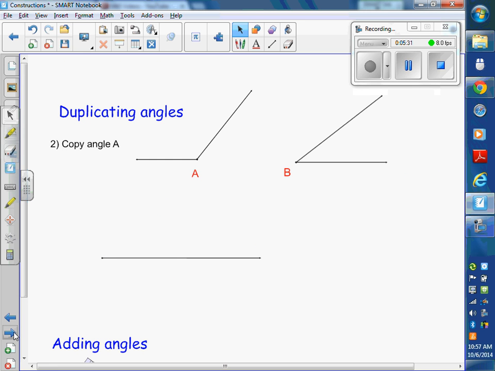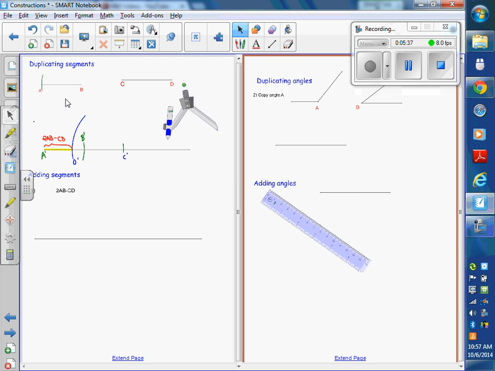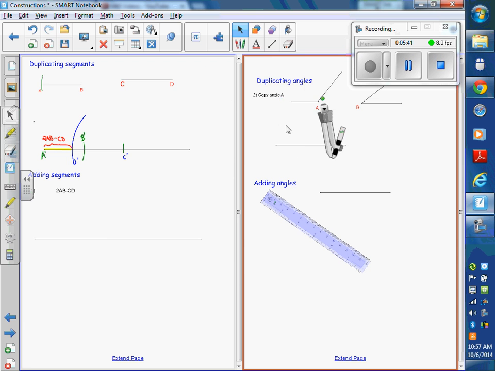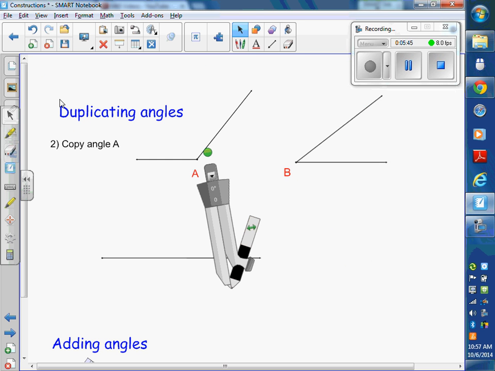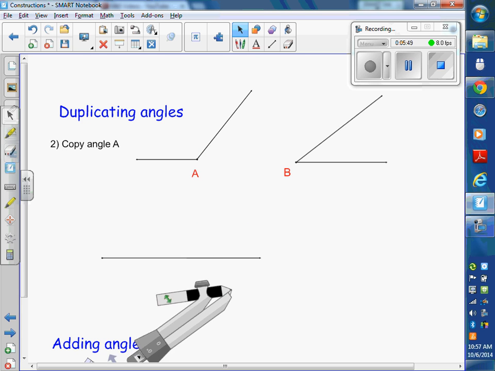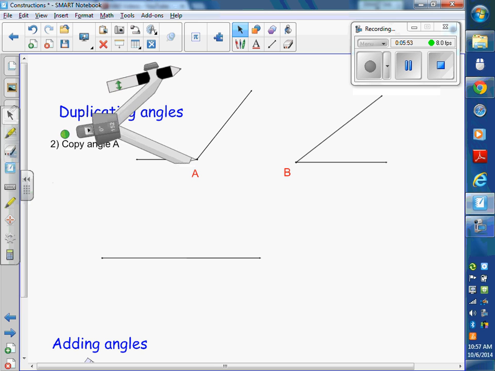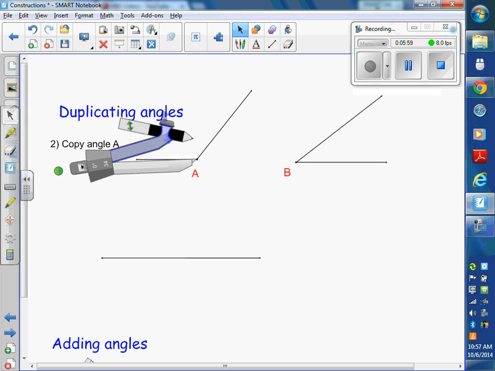So duplicating angles. This is where your accuracy, let me grab a compass, is affected by how big you make your arcs. So sometimes people have a tendency to, when you copy an angle, you have to make arcs, and sometimes people have a tendency to make these tiny little arcs.